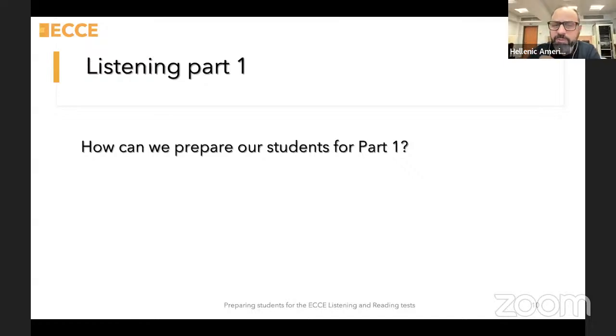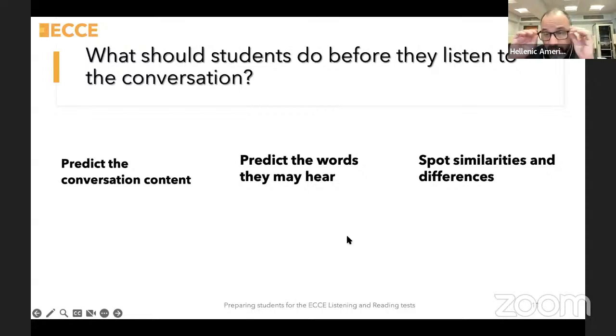So how can we prepare our students for part one? Well, looking at the pictures, of course, they will need to predict the conversation content. I suppose we see a man walking, there's a bus, there's a train, someone is going somewhere. You can make those guesses just looking at those pictures. But what's also quite important is that we should predict words that they may hear. So understanding what the different vocabulary items are depicted on those pictures will help them very much follow the recording once they start listening. And of course, what is also important is to spot similarities and differences when we're looking at these pictures.